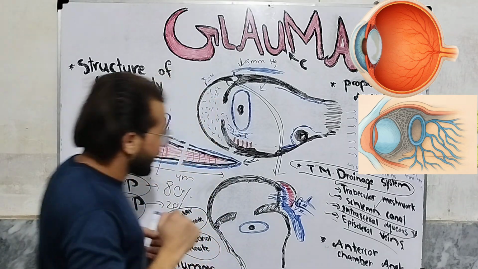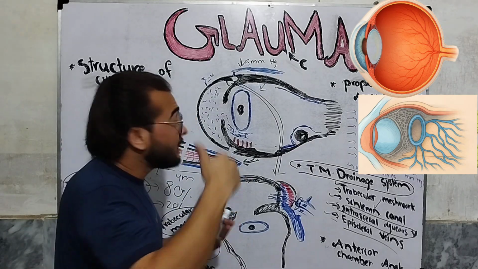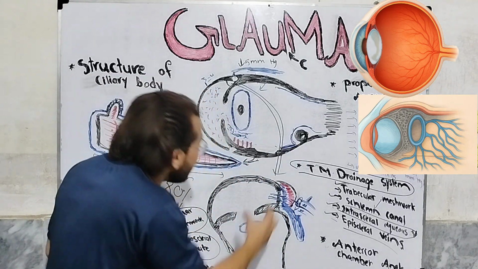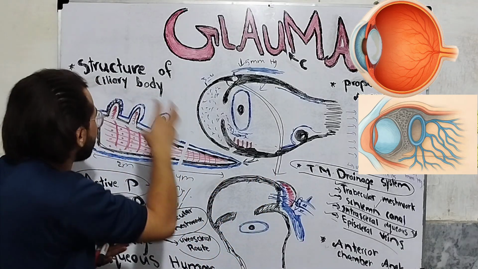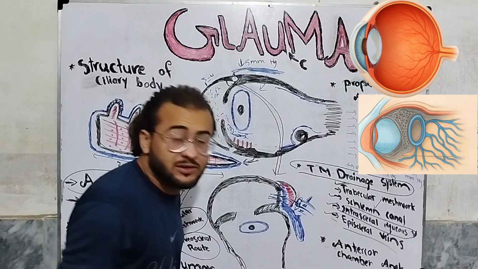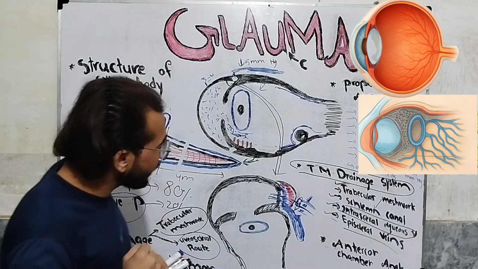But remember, before the glaucoma, why should we know this structure, this mechanism, this drainage? This is because any problem with the production or with the drainage system will cause increased intraocular pressure, and hence it will cause glaucoma. Okay, so it is important.